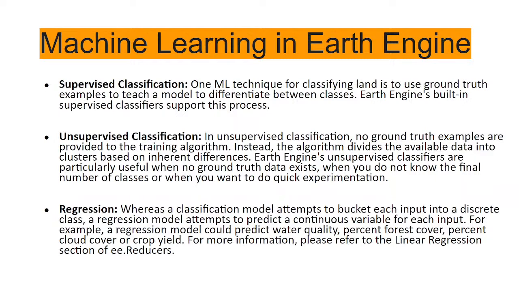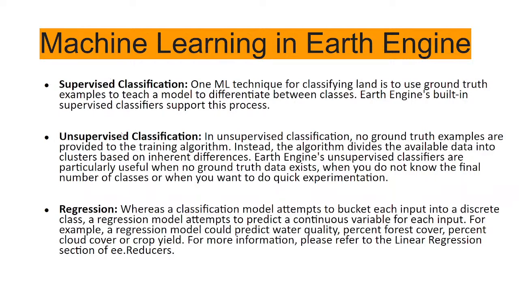Supervised machine learning is one machine learning technique for classifying land, using ground truth examples to teach a model to differentiate between classes. Okay, so when you want to do supervised classification, first of all, you have to collect the ground truth data as training points. When you want to do a supervised classification model, you must have the training points.